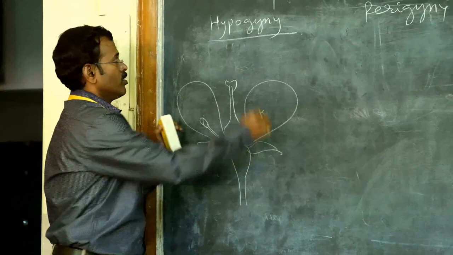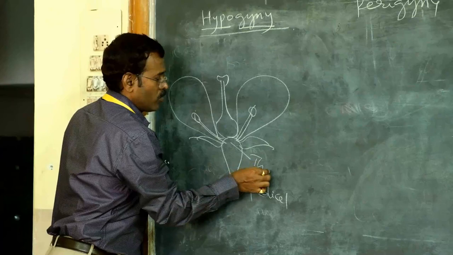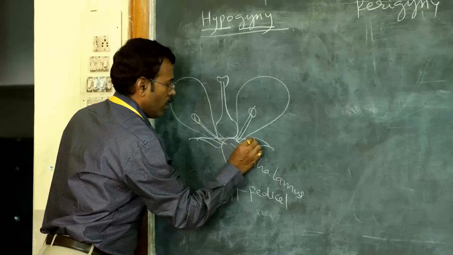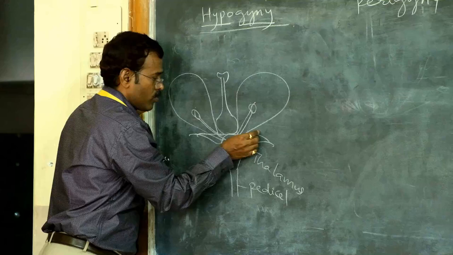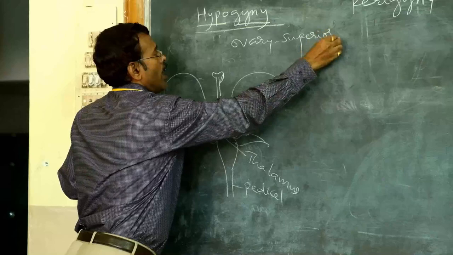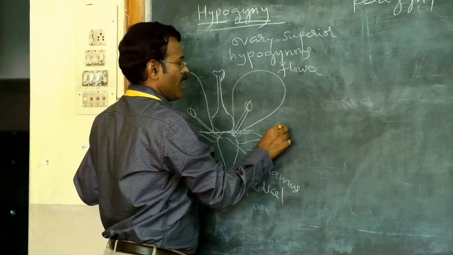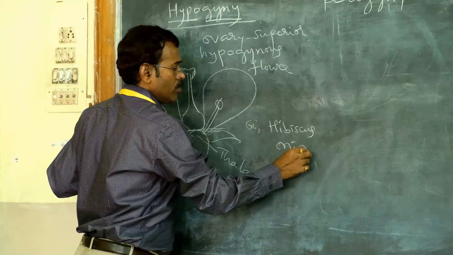First, hypogyne. Hypo means below, gyne means gynoecium. So this is the pedicel, the stalk of the flower, and this is the thalamus or receptacle or torus. So here, calyx, corolla and stamen, that is sepals, petals and stamens, lie below the level of the ovary. That's why the ovary is said to be superior, and the flower is known as hypogynous flower. Hypogynous condition you can see in examples like hibiscus, onion, brinjal, etc.